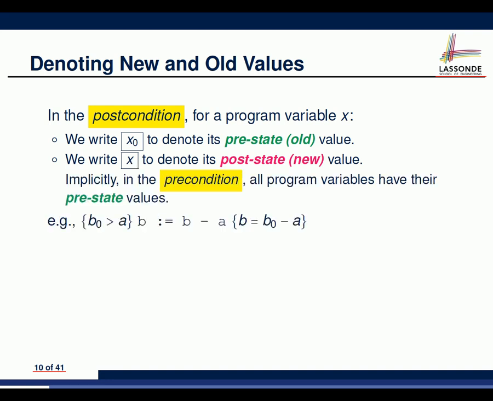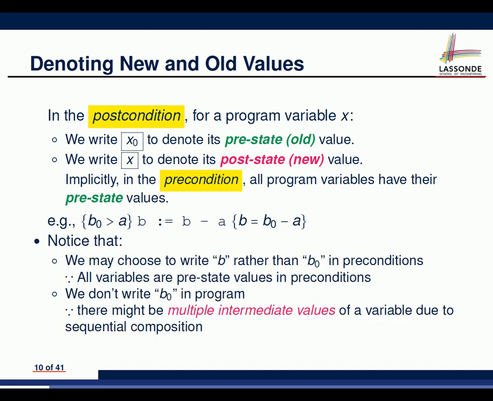Okay, and now for example, you can see that over here we say that b0 is larger than a. We're saying that the pre-state value for b should be larger than a, and then in the programming text, we simply write b is assigned to b minus a. In the post condition, this is what we say: the post state value for b is equal to b0 minus a. You can think about the 0 as like an index in iPhone. Okay, good. That's about the convention.